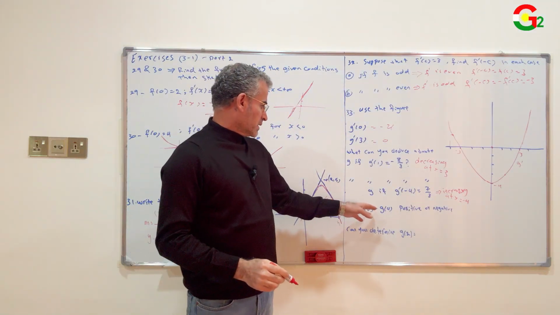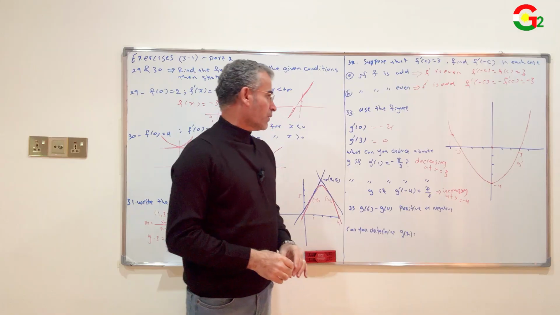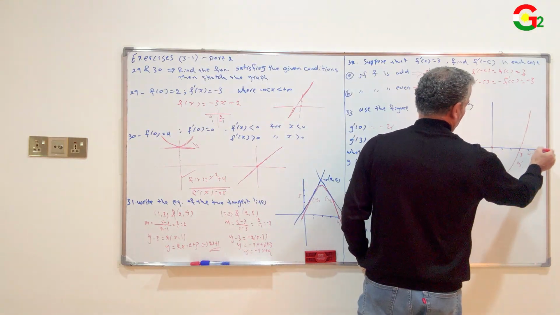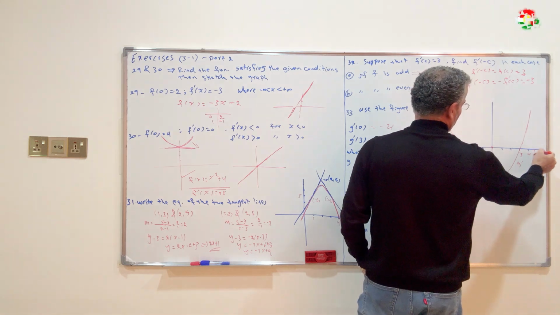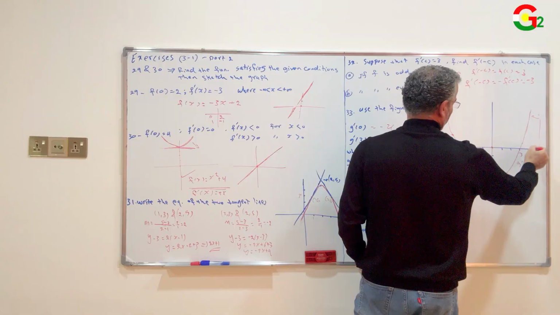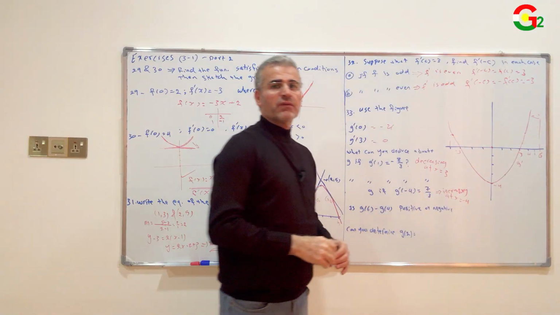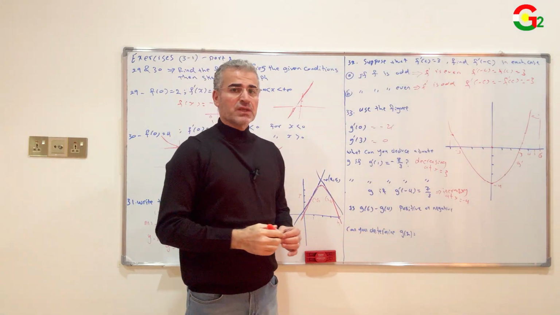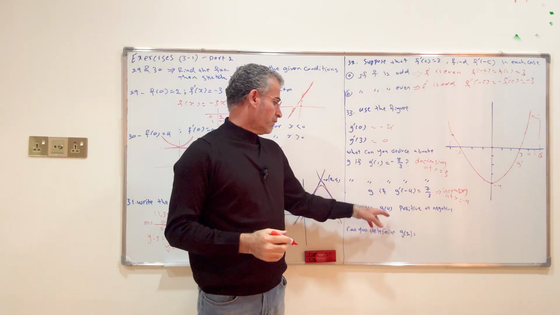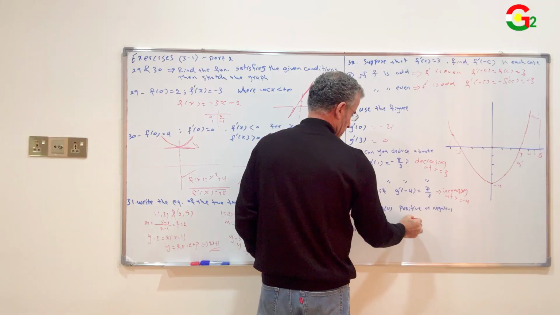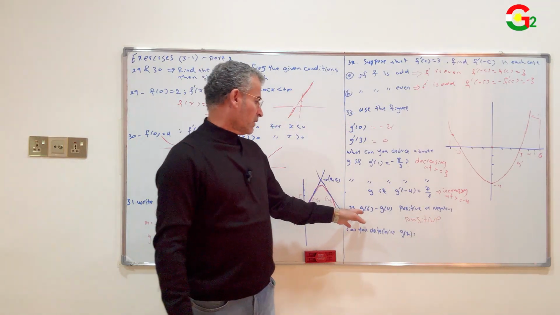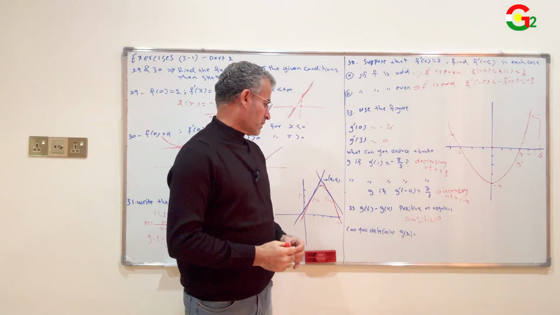Is g of 6 minus g of 4 positive or negative? Since g of 6 is positive and g of 4 is also positive, the function is increasing. It means that g of 6 is greater than g of 4, therefore the value of g of 6 minus g of 4 is positive.